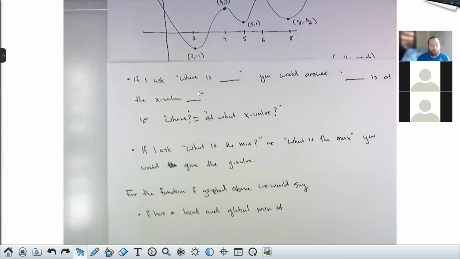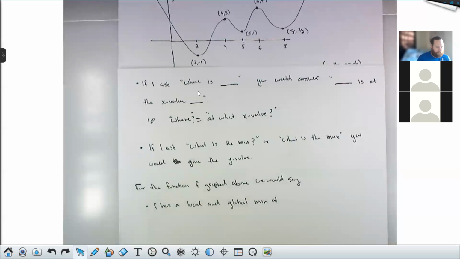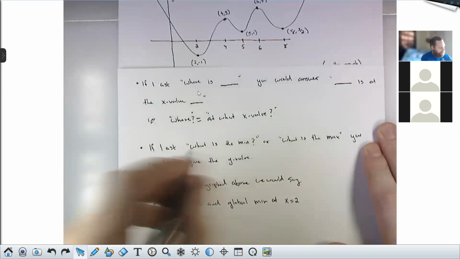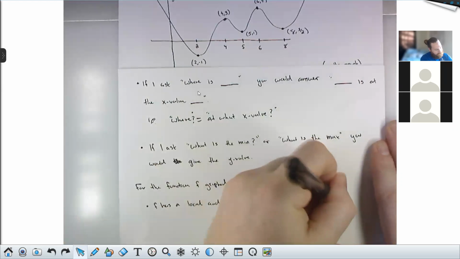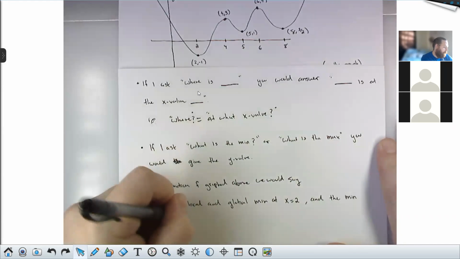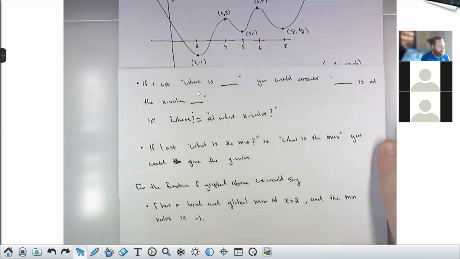We could say f has a local and global minimum at x equals 2. And the minimum value is -1. Right? This is how you would describe this point right here. This is a local and global min. It occurs at x equals 2. That's the location. And the min value is the y value there, -1.